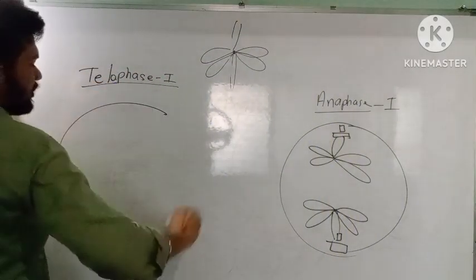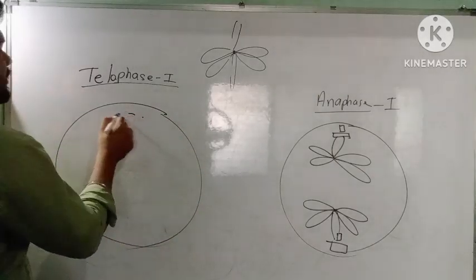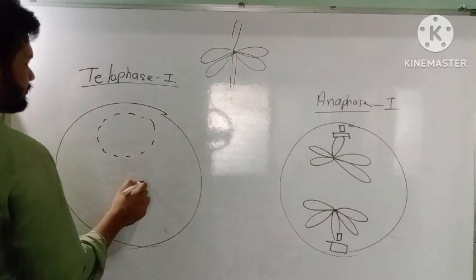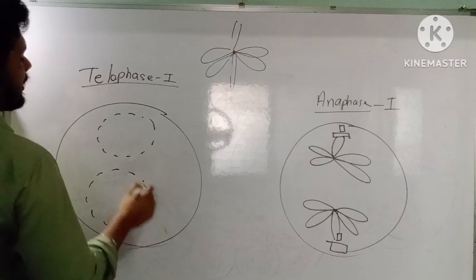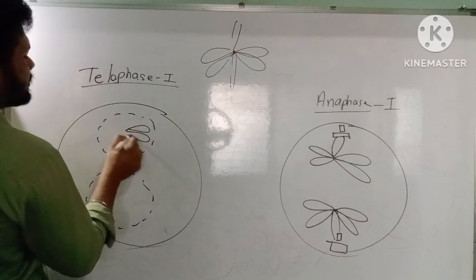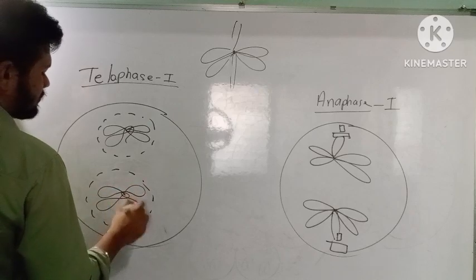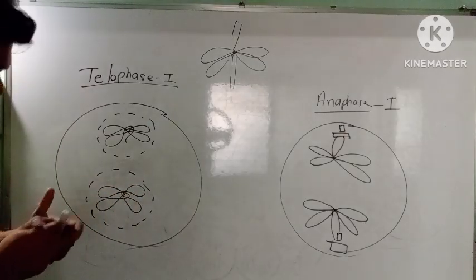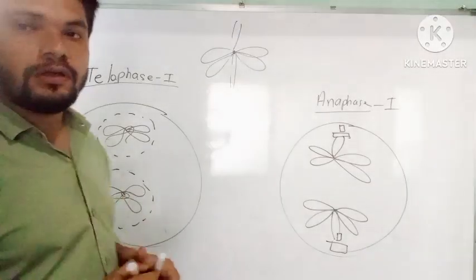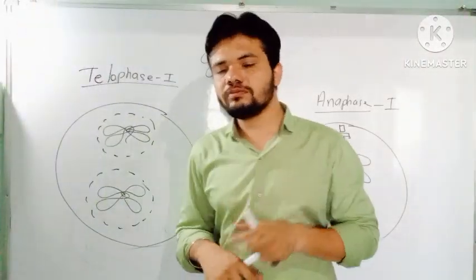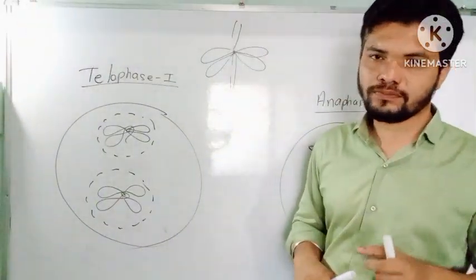So in telophase 1 of meiosis 1, the nuclear membrane will reappear and the chromosomes will be decondensed. Okay, so this is the karyokinesis of meiosis 1.